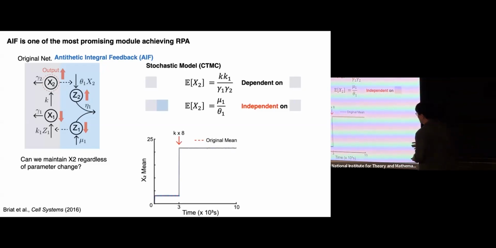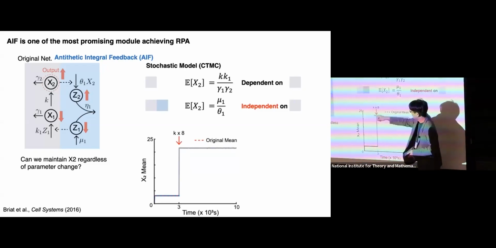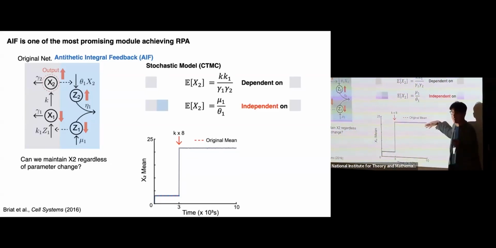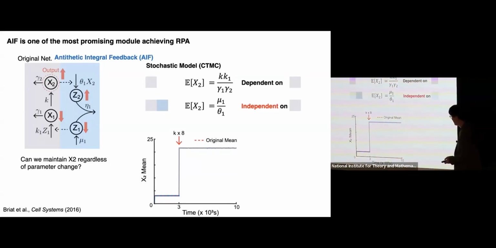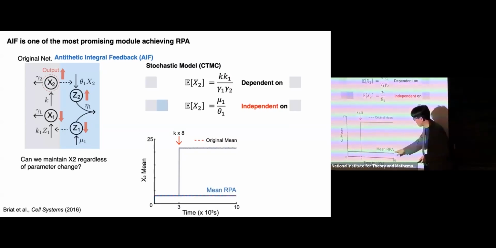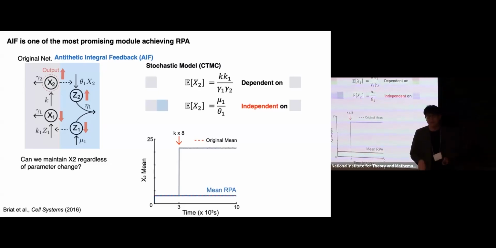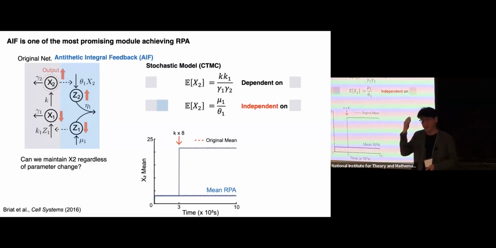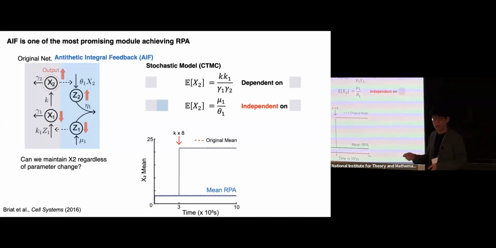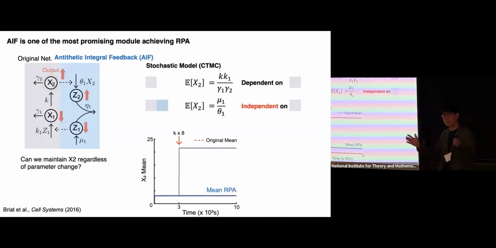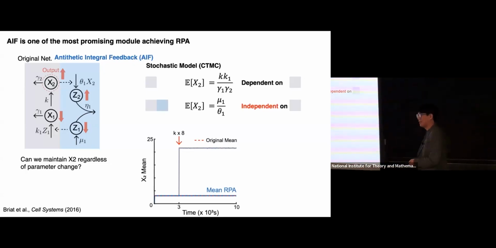So here is the simulation. With the original gray box, if we increase the K, then of course the X2 level increases by A-fold. But if we add a controller, then the mean level never changes despite the parameter change. So we can achieve robust perfect adaptation with this controller. This was quite a famous concept in this field, but there was a caveat of this controller.